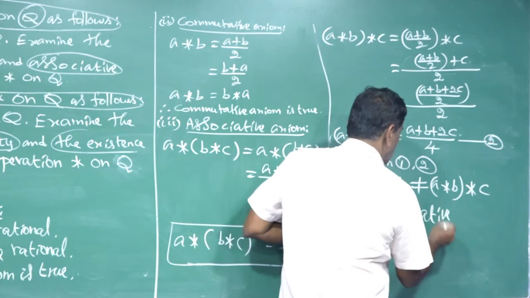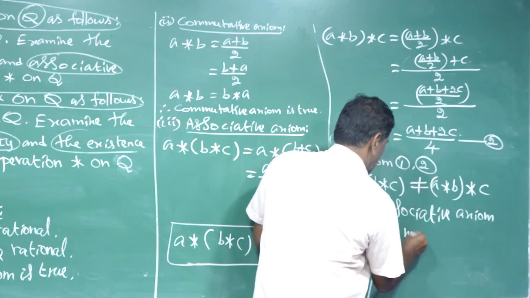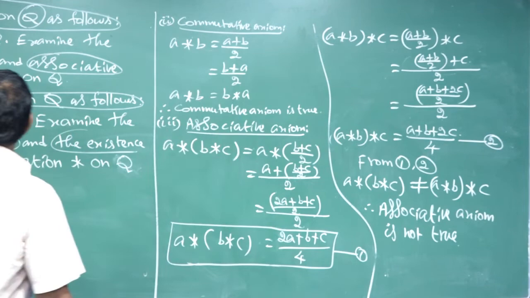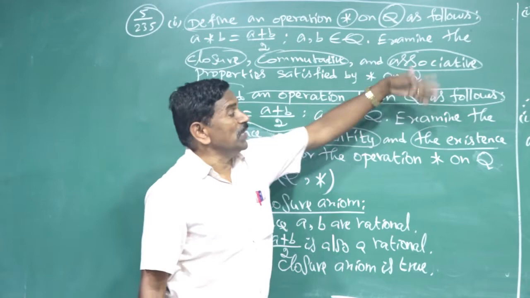Therefore, associative axiom is not true, or star is not associative on Q. Like that we can answer. Okay. That is three subdivisions completed. Here, first topic contains three subdivisions, 1, 2, 3. So, 3 subdivisions completed. Now, we have second subdivision.